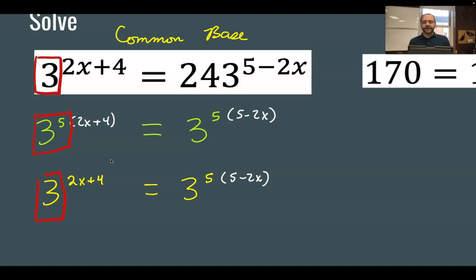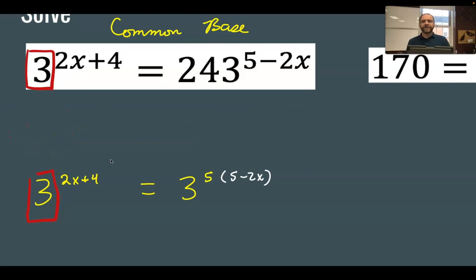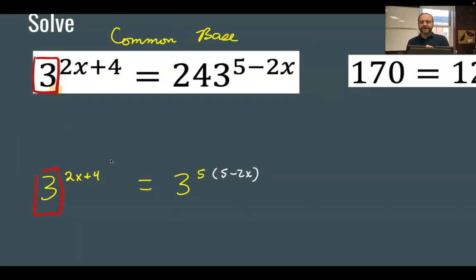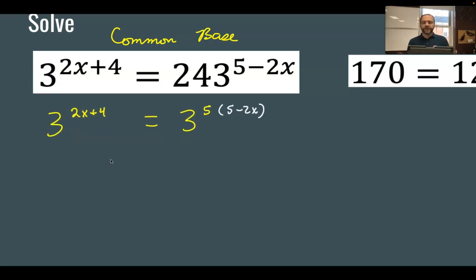On the left side, student A changed the value. It's not 3 to the 2x plus 4. They did 3 to the 5th to the 2x plus 4. That's wrong. They changed the left side of the equation. When you're dealing with creating common bases, you rewrite the base. You don't change the value. So student B is correct. Student A was wrong. And once we do that, I can go ba-bam, ba-bam, sweet, and solve.